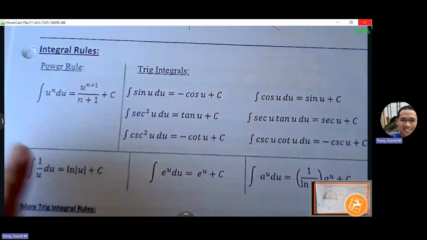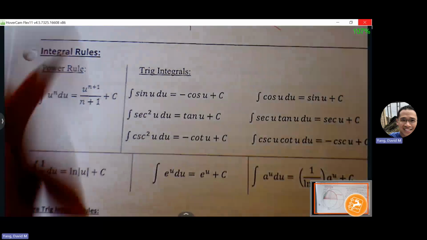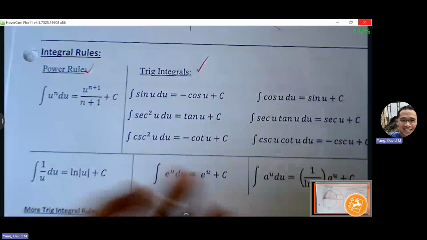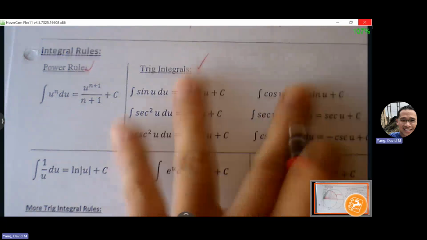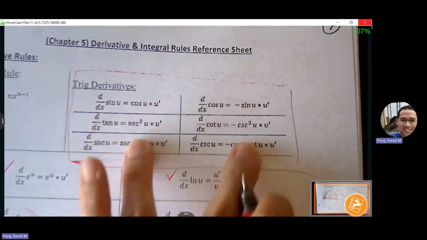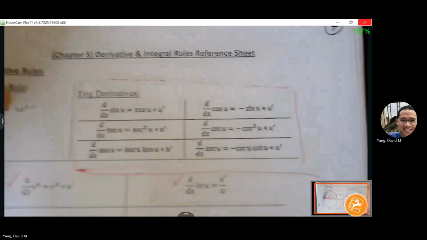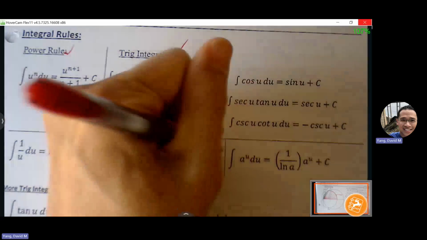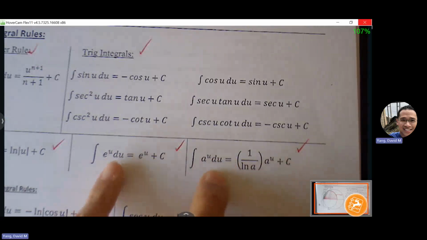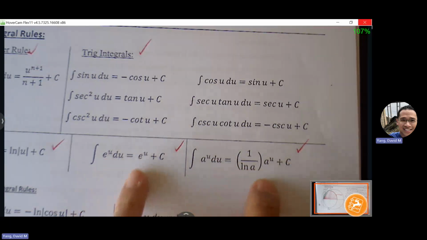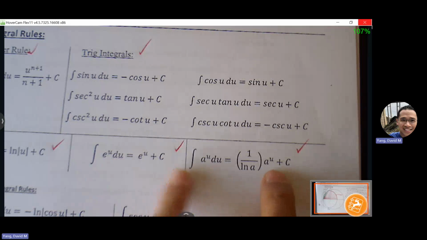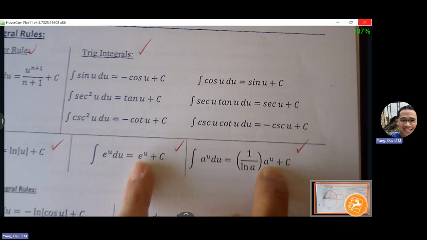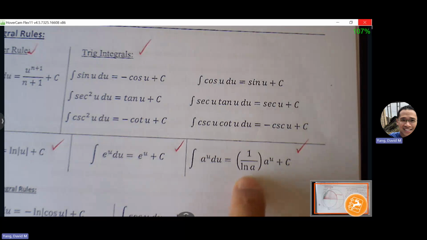All right, integral rules. We should know the power rule. We've been using that a lot. Trig integrals, we should know that as well. These, again, we're not memorizing, right? We're just working with these original 6. 1 over u du, we should know this as well for natural log. e to the u, we should know this as well. And then what we just learned yesterday was this one. This one looks a lot like e to the u, because e to the u and a to the u both have the original equation show up, but there's a conversion, right? And the conversion is going to be 1 over natural log of a in front of a to the u.